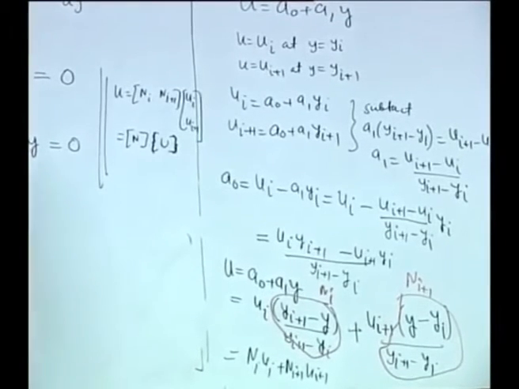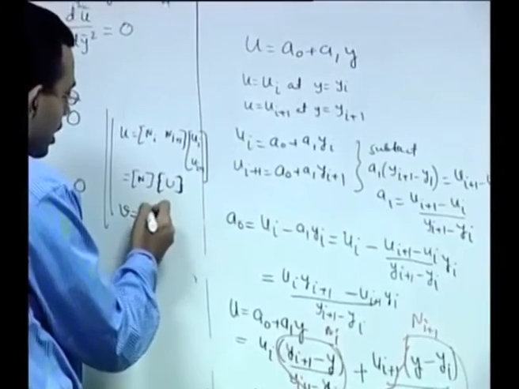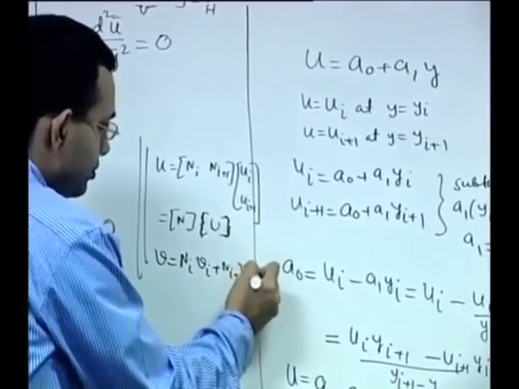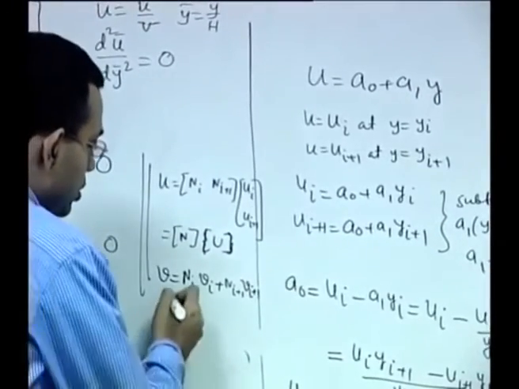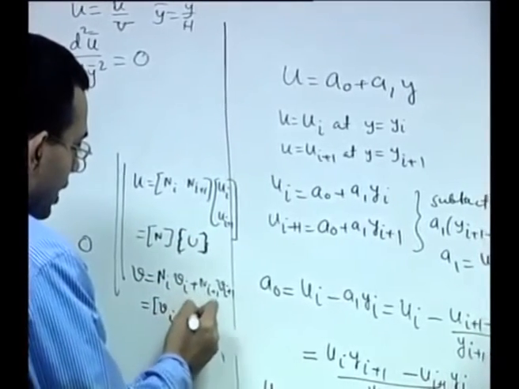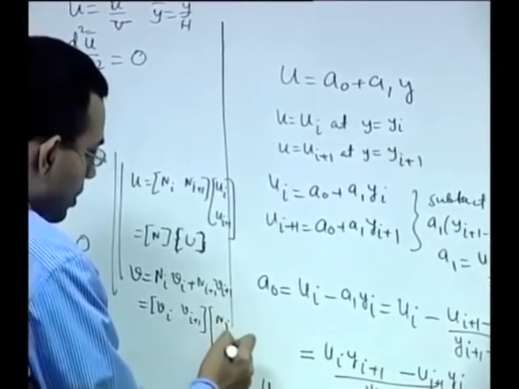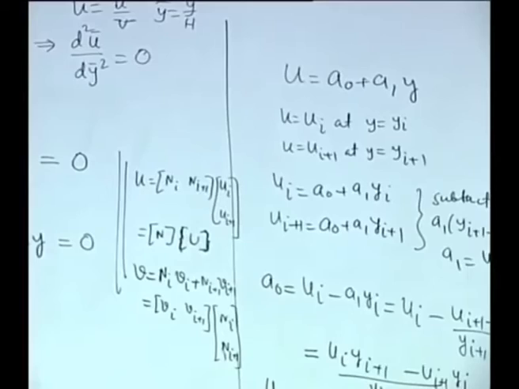In the Galerkin's method, the trial function and the weight function are the same. So V is also N_i V_i plus N_{i+1} V_{i+1}. You can write this as V_i, V_{i+1} into N_i, N_{i+1} in the transpose form of the previous one, because that will help us in matrix manipulation.